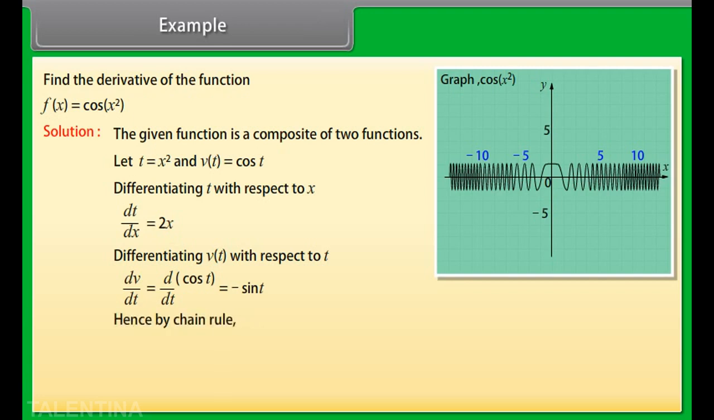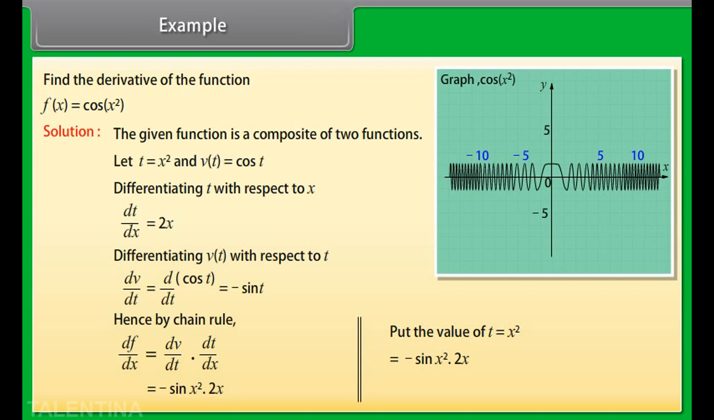Hence, by chain rule, d by dx of f is equal to d by dt of v into d by dx of t is equal to minus sin x square into 2x. Put the value of t is equal to x square, which is equal to minus sin x square into 2x, equal to minus 2x into sin x square.